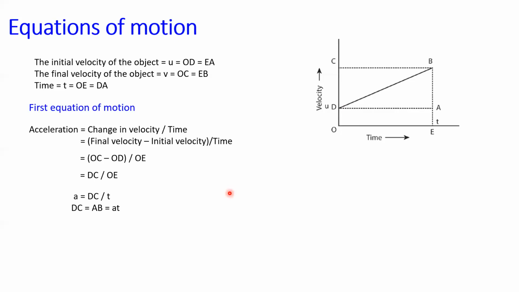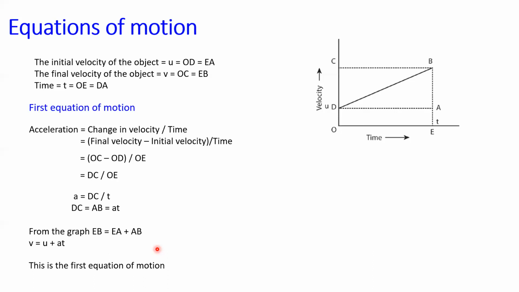So a is equal to DC by t, or DC is equal to at, which may be equal to AB also. So from the graph you get EB is equal to EA plus AB. It's equal to v plus u. v is equal to u plus at. This is called the first equation of motion.